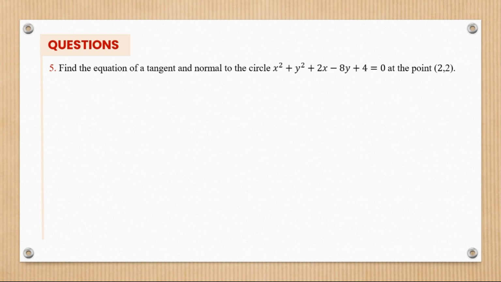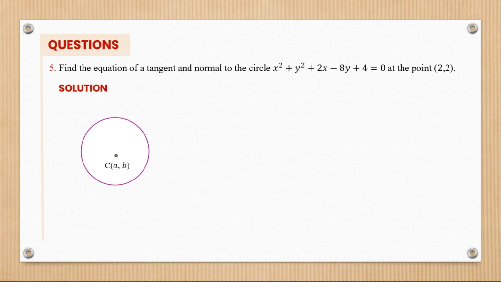Question 5. Find the equation of the tangent and normal to the circle x squared plus y squared plus 2x minus 8y plus 4 is equal to 0 at the point 2, 2. In this case, they've asked us for both the equation of the tangent and that of the normal.